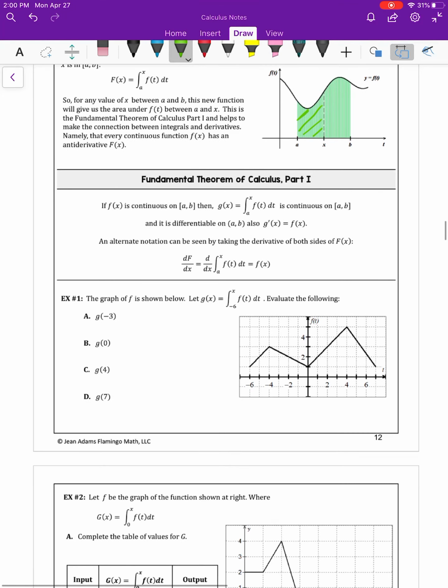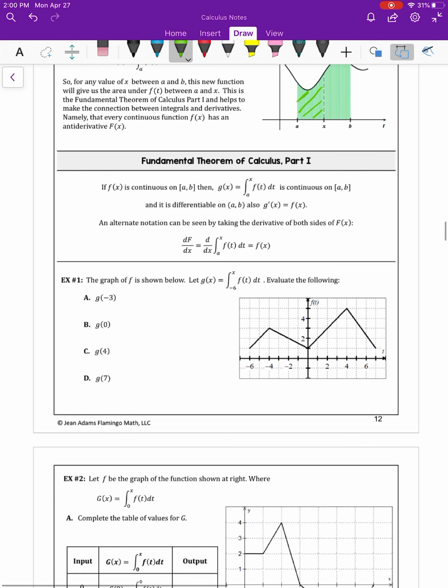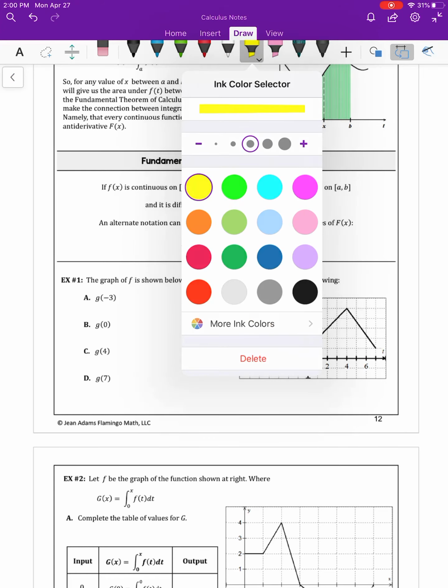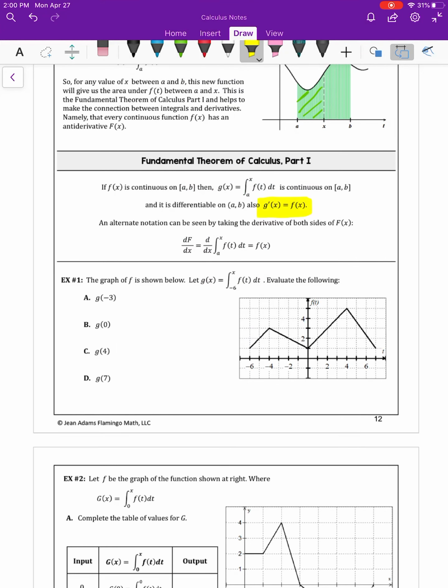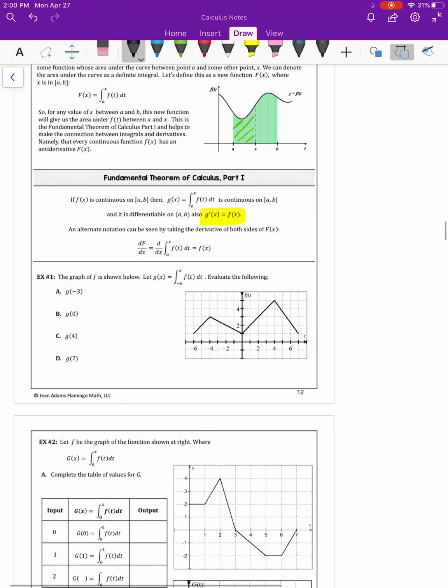So the fundamental theorem of calculus part 1. If f of x is continuous on a closed interval ab, then g of x is equal to the integral from a to x f of t dt is continuous on that closed interval ab, and it is differentiable on the open interval ab. Also, the derivative of g of x is equal to f of x. So that part right there is probably the most important. That if I took the derivative of each side, I am going to get my function back.